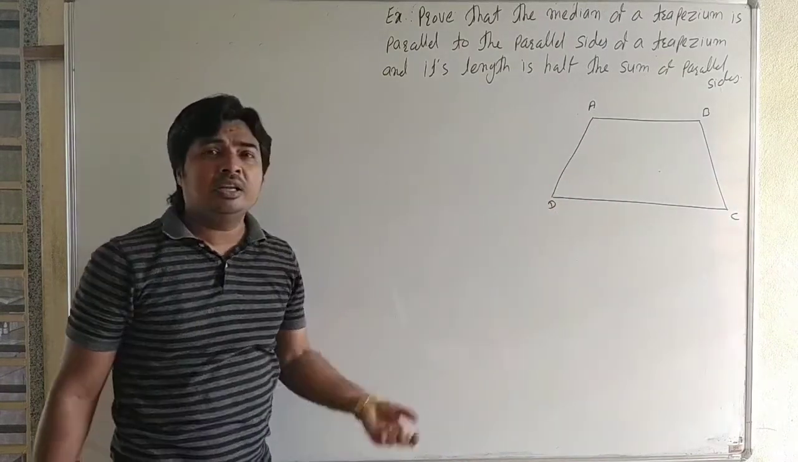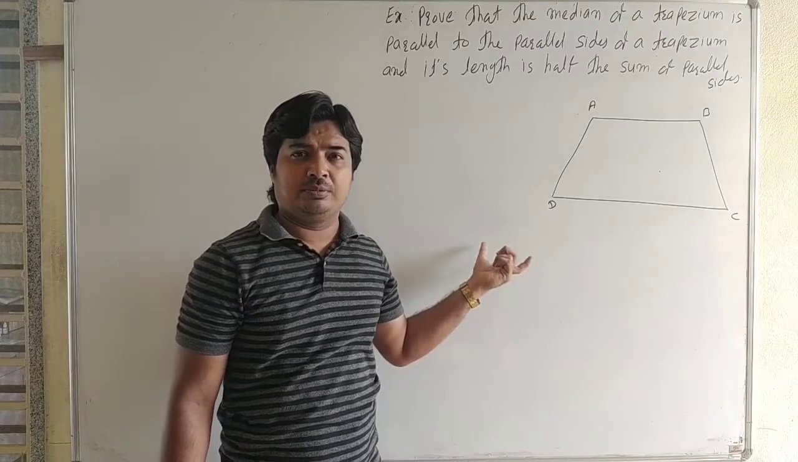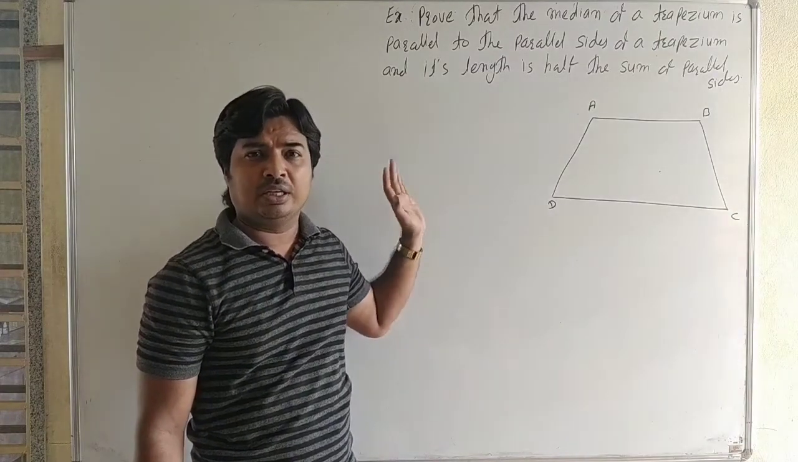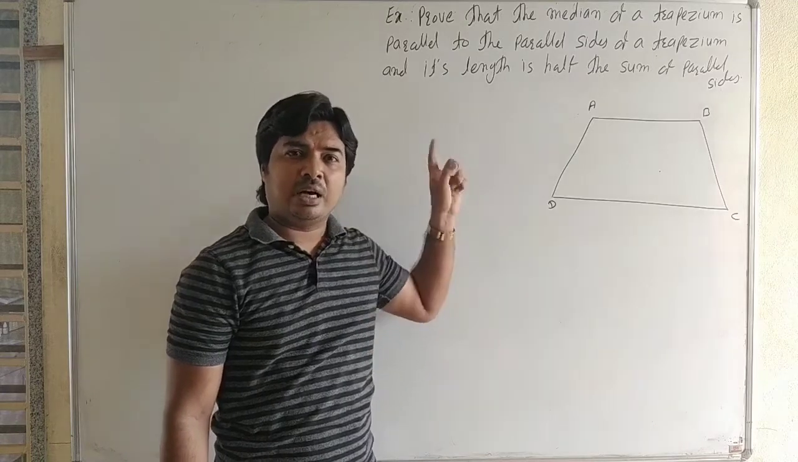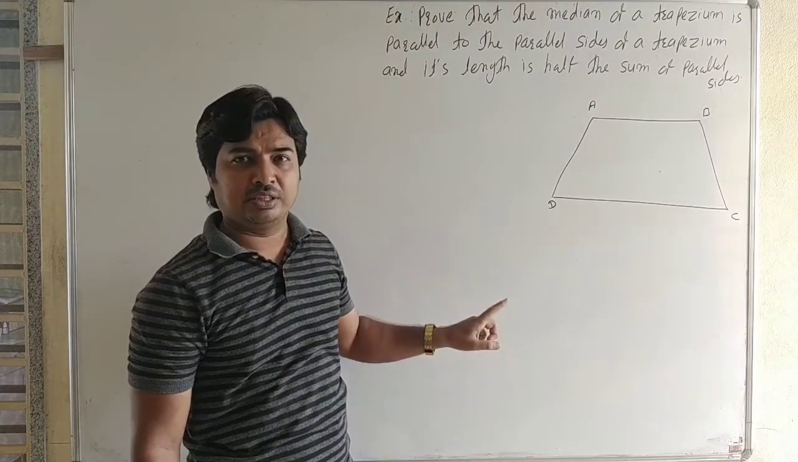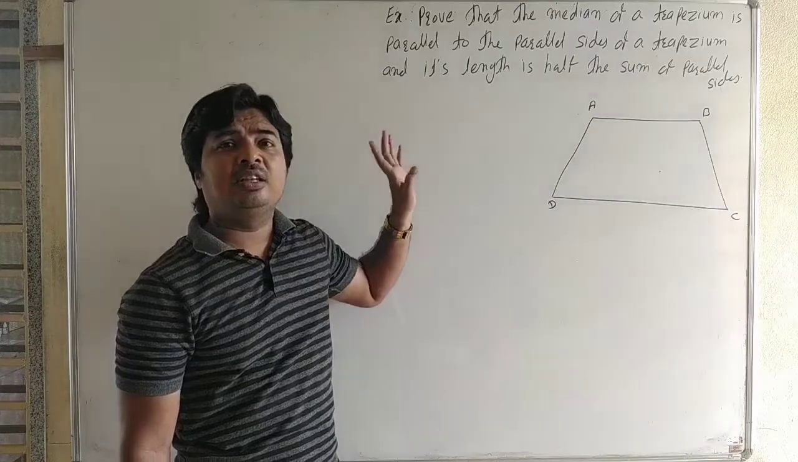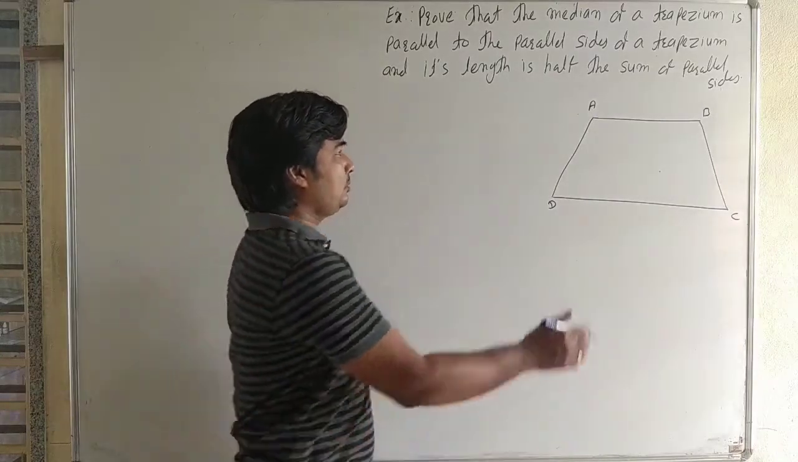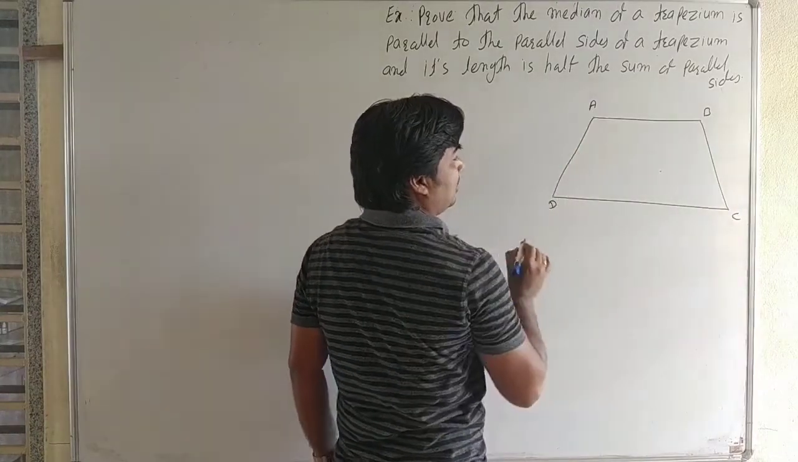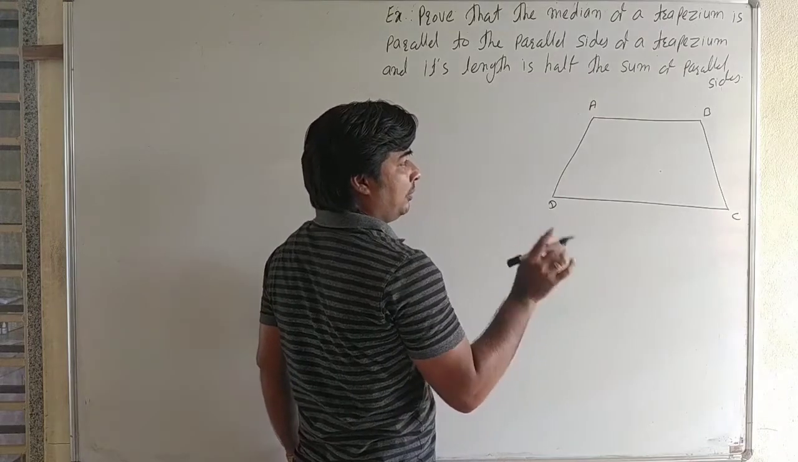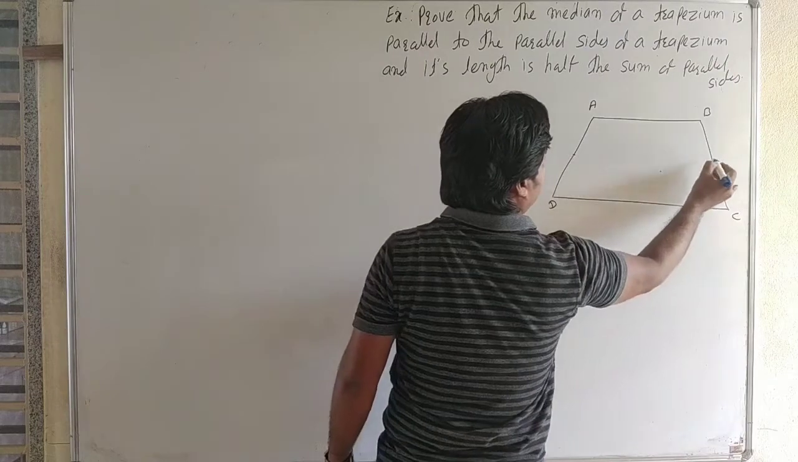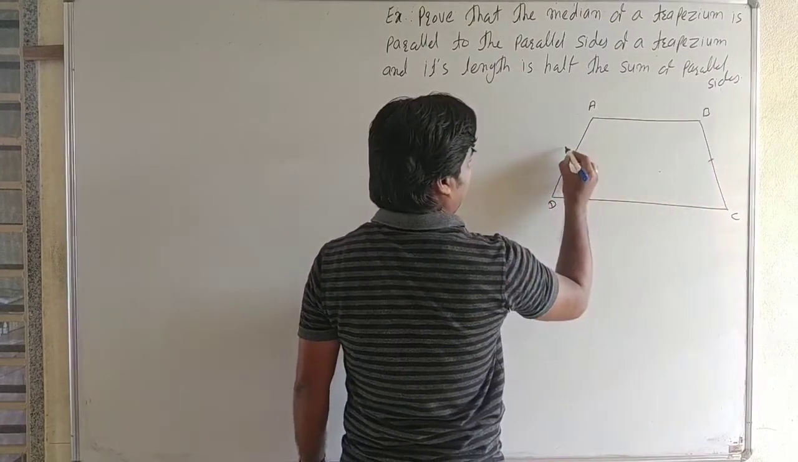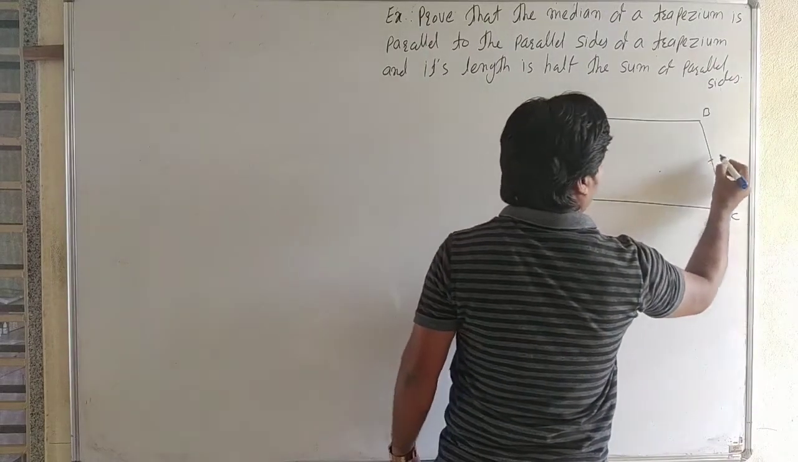Then what is the median of a trapezium? The median of a triangle, you know, is a line segment joining a vertex and the midpoint of the opposite side. In a triangle there are three medians. Now the median of a trapezium is a line segment joining the midpoints of the non-parallel sides. Here the line segment joining the midpoints of the non-parallel sides is E and F.